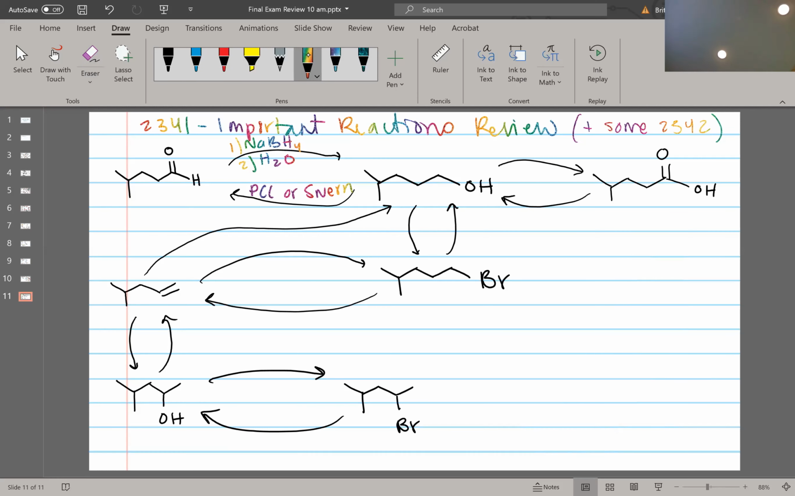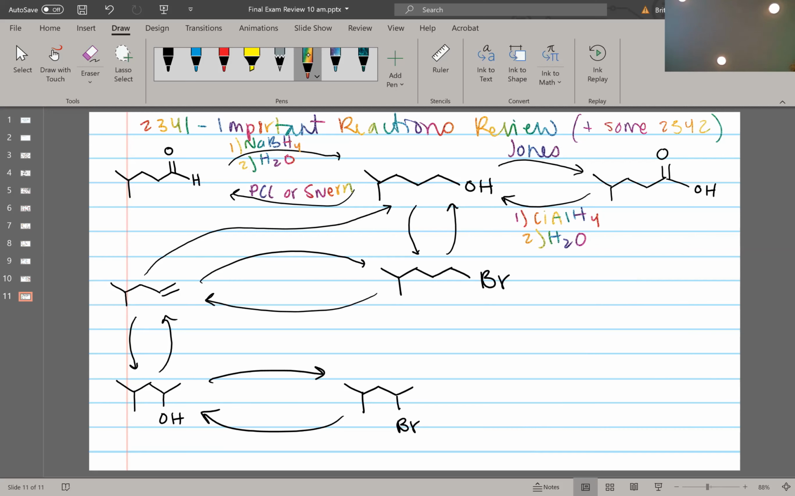Okay, so then alcohol to carboxylic acid, how would I do that? You use Jones. Yeah, so any of our stronger oxidants. Okay, and then carboxylic acid to alcohol, how would I do that? Lithium aluminum hydride? Right. We would have to use our stronger reducing agent.